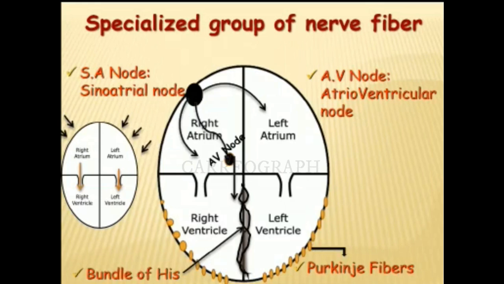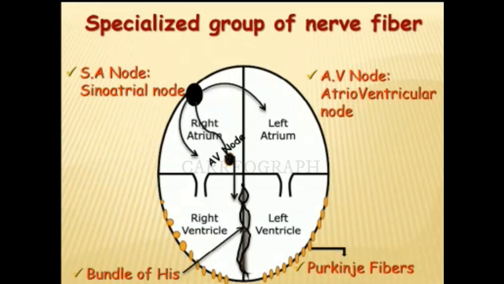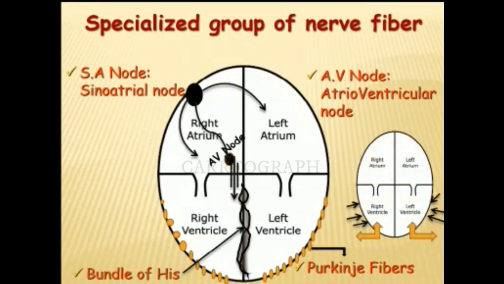The AV node carries the electrical impulse to the bundle of His present in the ventricle. From left and right bundle of His, the electrical impulse passes to Purkinje fiber. I mean, you have seen the Purkinje fiber which are present on the wall of ventricle. Now this bundle of His and Purkinje fiber spread the electrical impulse along the ventricle, causing the contraction of these ventricles. And when the ventricle contracts, blood from the right ventricle goes into the pulmonary artery, and from the left ventricle it goes into the aorta.